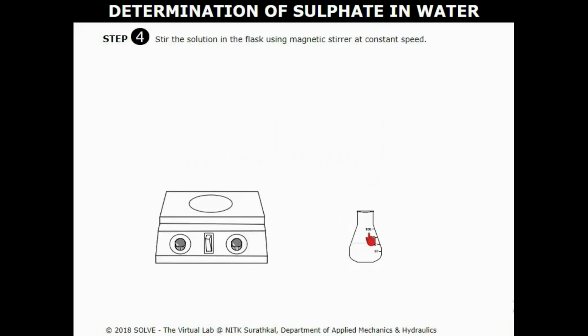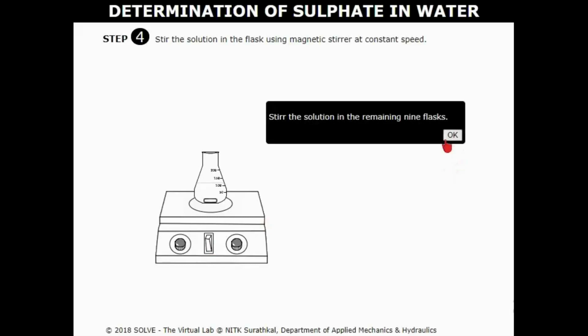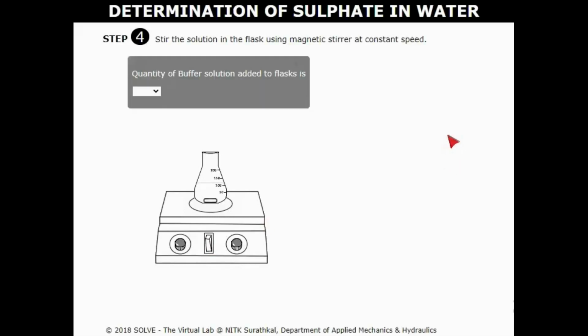Click here to place the conical flask in the magnetic stirrer. Click here to put the stir bar into the conical flask. Switch on the magnetic stirrer and stir the solution at a constant speed. Stir the solution in the remaining 9 flasks. Select the correct answer for the pop-up question to proceed to the next step.